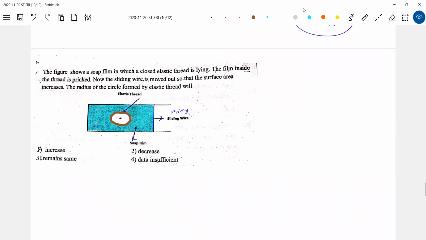So that surface area increases. Surface area of what? Surface area of the soap film increases. The radius of the circle formed by the elastic thread will be... This radius is what is being asked. Will anything happen to this R?